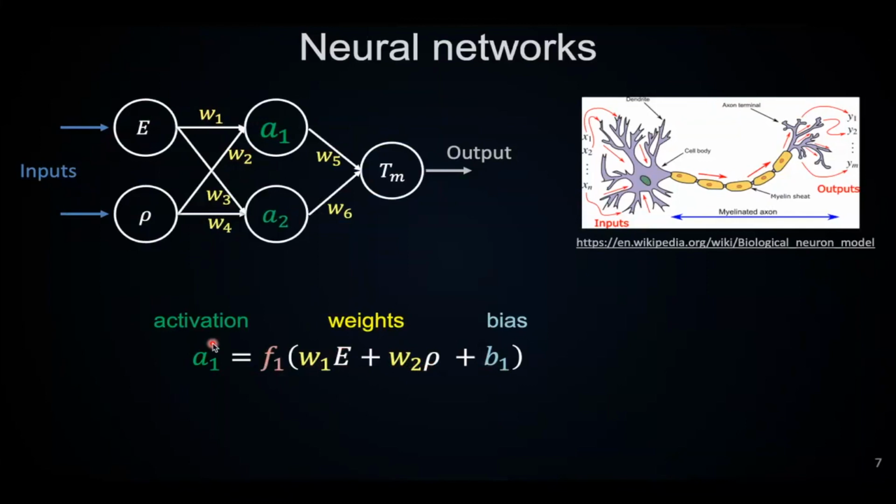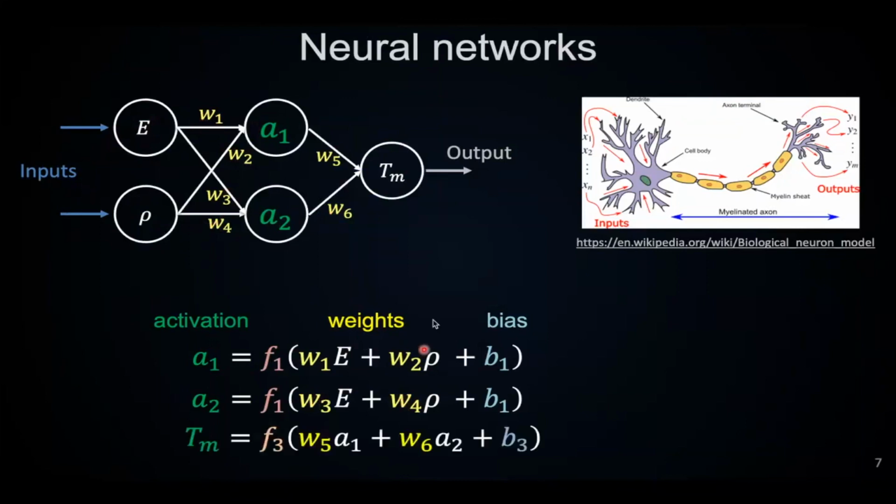Neuron 2 works exactly the same way, except that there are different weights that connect E and rho to the second neuron, W3 and W4. And the output layer, the melting temperature, is another activation function of the two inputs to this last neuron, which are A1 and A2, and their own weights, W1 and W2. So when you train a neural network, what you're doing is finding the weights, those yellow numbers, and the biases, the blue numbers. That's all there is to it.